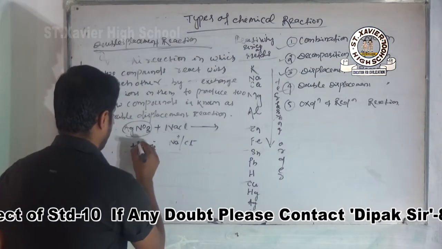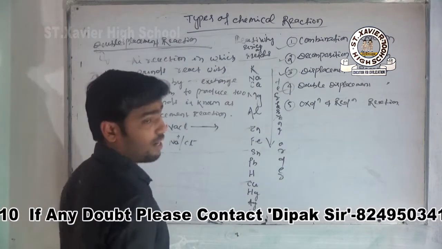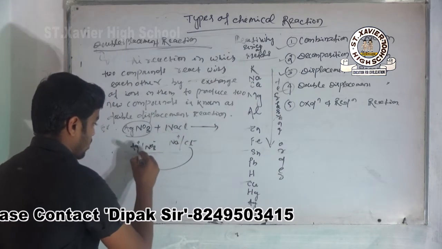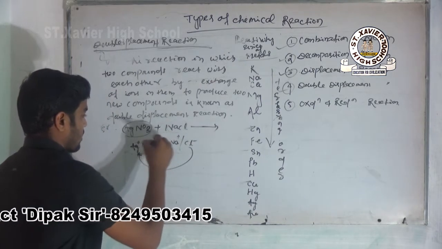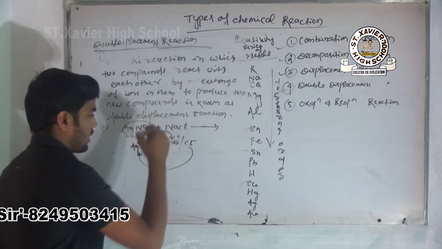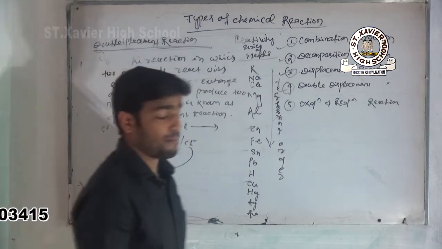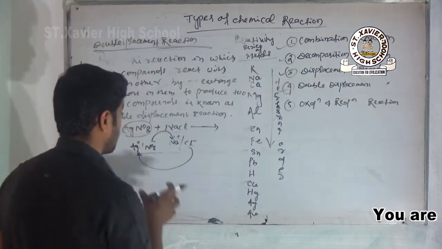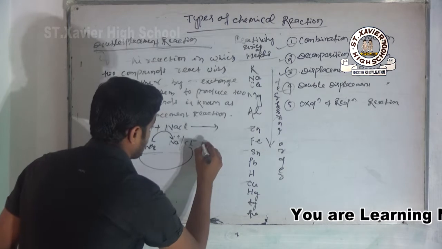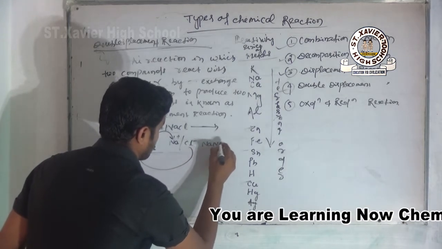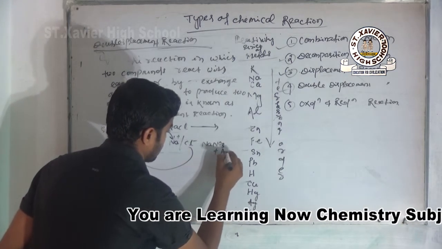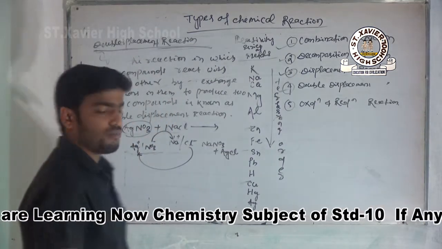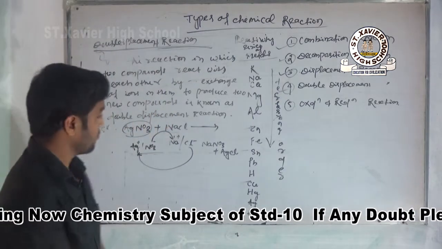So silver is your cation and nitrate is your anion. So what will happen? Exchange will take place. That means this anion comes to this cation and this anion comes to this cation. This will be our proper exchange. Okay, so what will be our new compound? The new compound formed is sodium nitrate plus silver chloride.